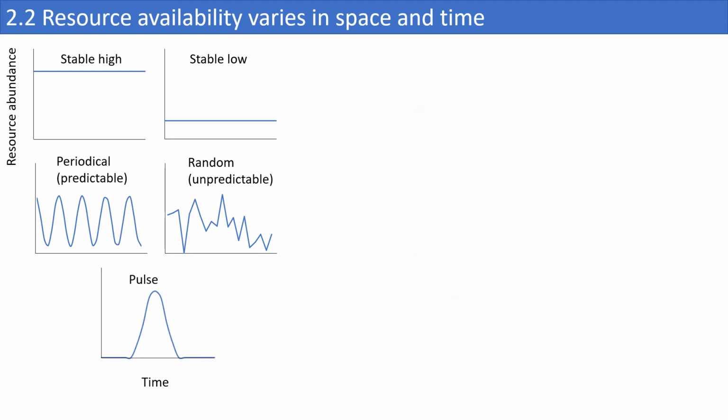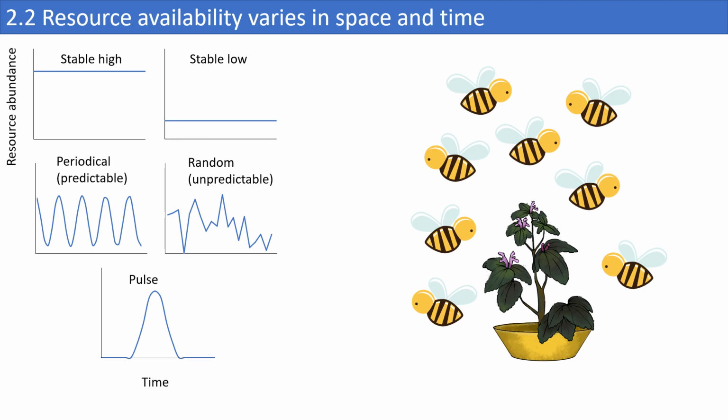Finally, pulsed resources are intensely abundant for a short time and rare or absent the rest of the time. This is the case of pollinators, which can only function at certain temperatures.